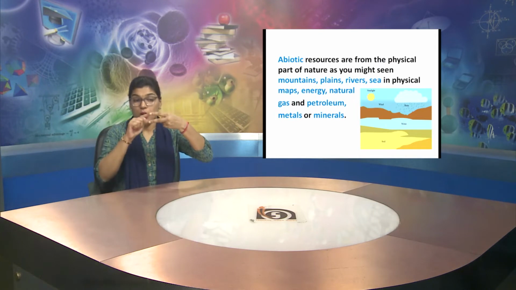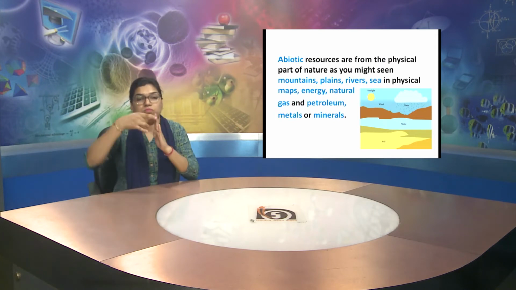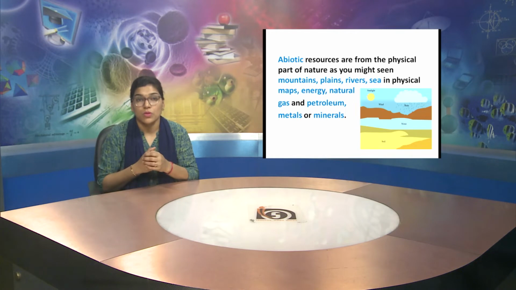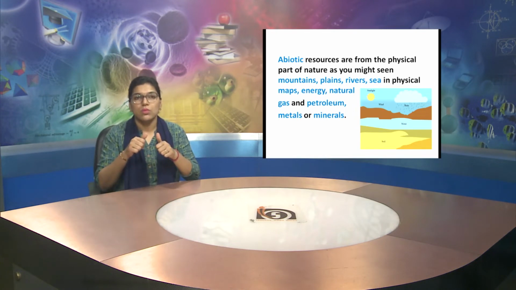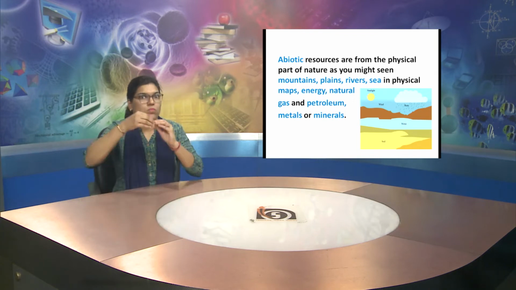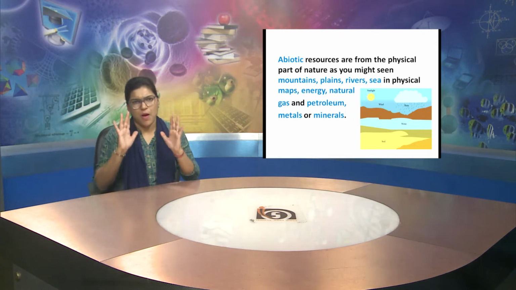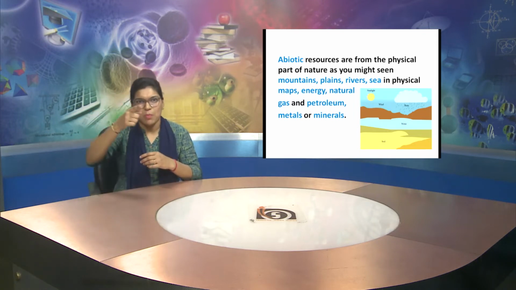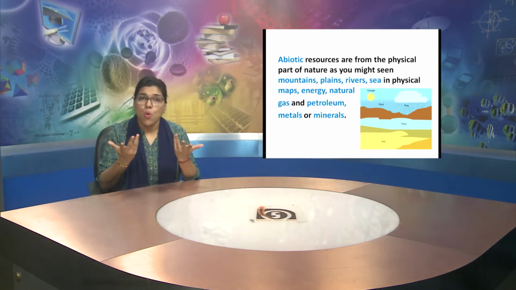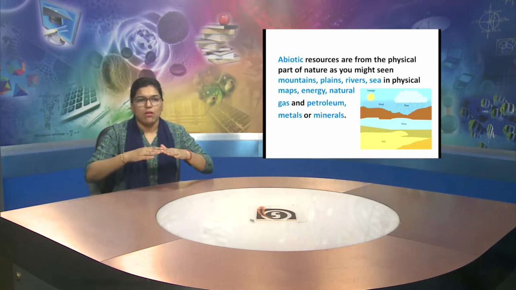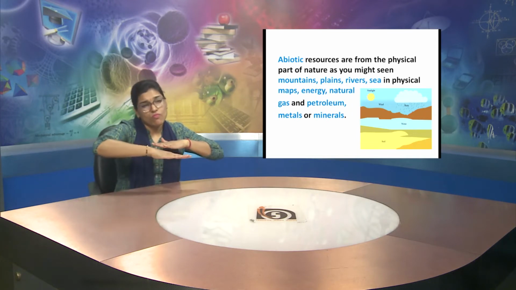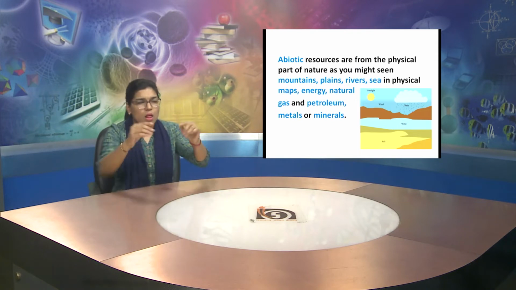Just as we understood the two main categories, abiotic and biotic resources, let us now understand a little more about the abiotic resources. These abiotic resources, as you all know, are in the environment, which are the physical part of nature.